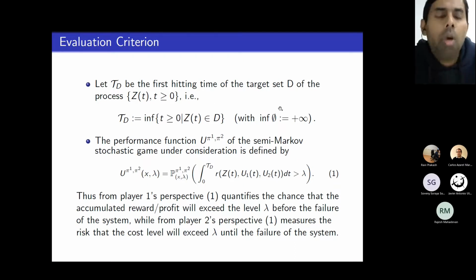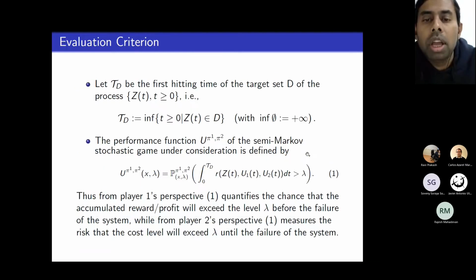Fine. Now, as I said, we will be considering our control problem only up to the time the process enters the set and jumps to a bad state, or the system fails. So the performance function obviously depends on what policies the players are choosing. Based on that, this reward will be generated. So the performance function of the semi-Markov stochastic game under consideration is defined by this.